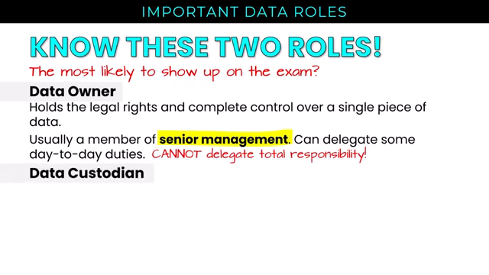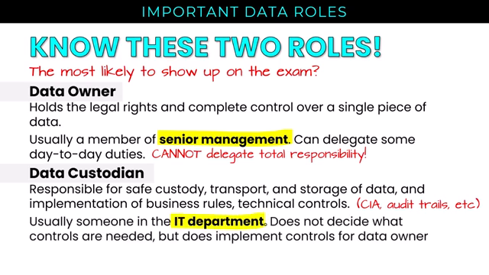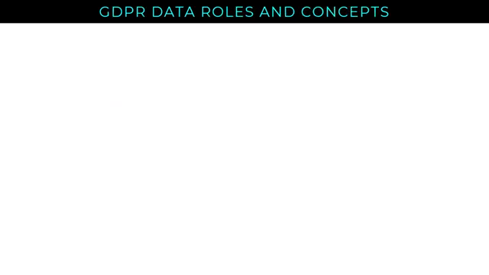And then there's the data custodian, who's responsible for safe custody, transport, and storage of data, implementation of business rules, technical controls, confidentiality, integrity, and availability, audit trails. Usually someone in the IT department. They don't decide what controls are needed, but they do implement those controls for the data owner. Tip here, if the question mentions day-to-day responsibility, that's the custodian.